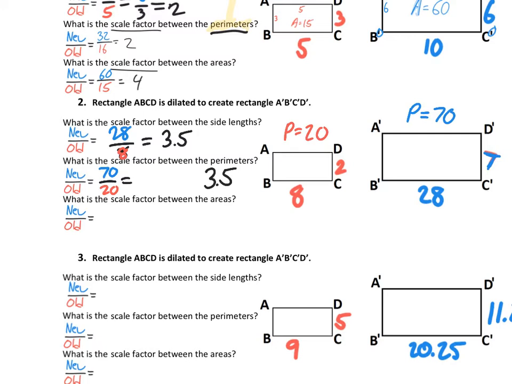Now, for the area, I've got to find the areas again. Area of the small one is going to be 8 times 2, and I get 16. Area of the big one, I'm going to do 28 times 7, and I get 196. So I'm going to take my 196 and divide it by that 16. When I divide these two, I get 12.25.